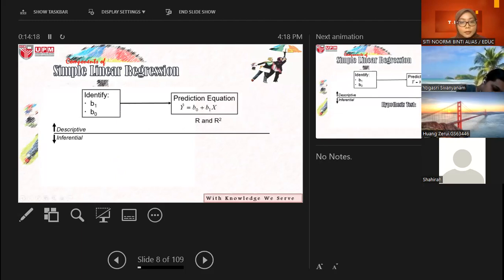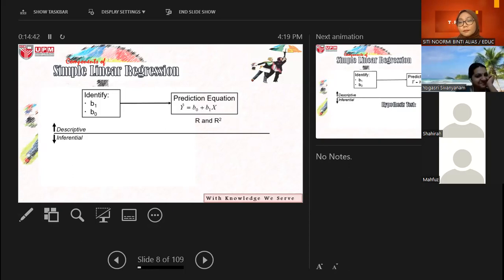So in simple linear regression, there are two important elements: you are able to identify B1 and B0. What is B0? Y-intercept, constant. B1 is the slope. B naught is the constant, B1 is the slope.